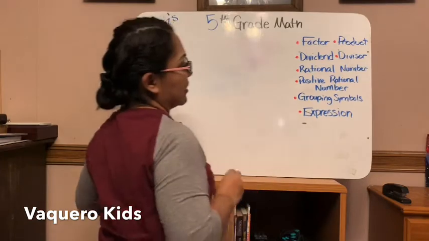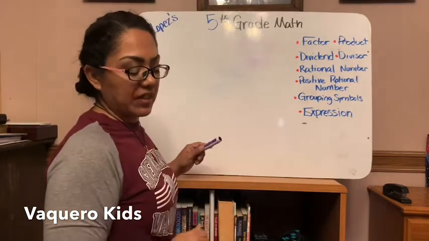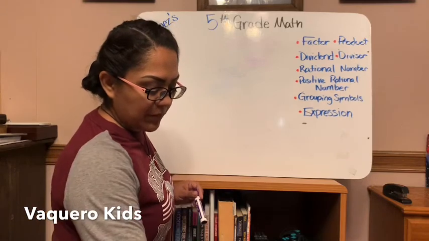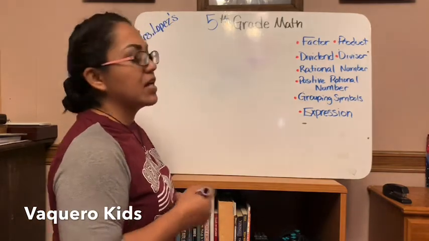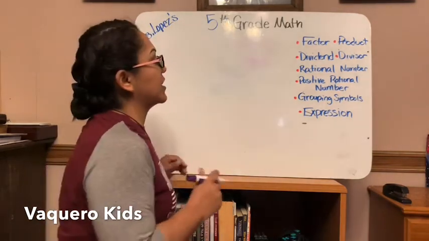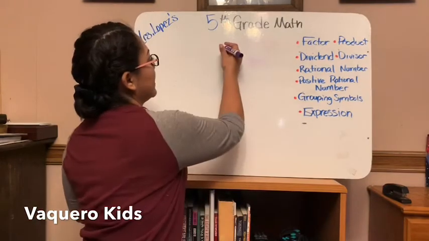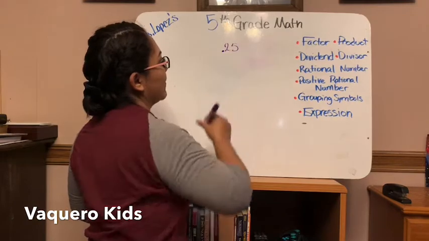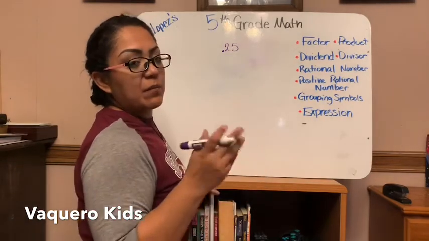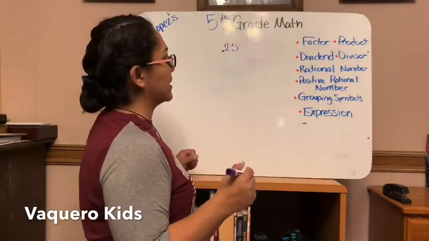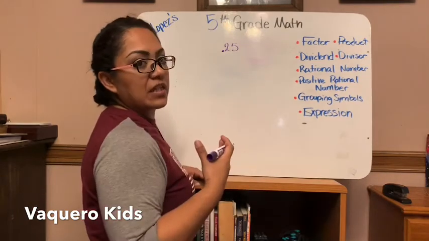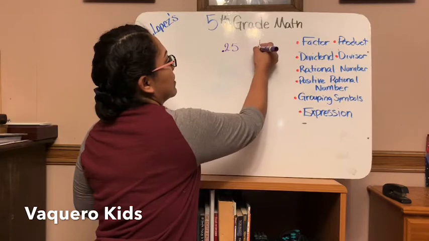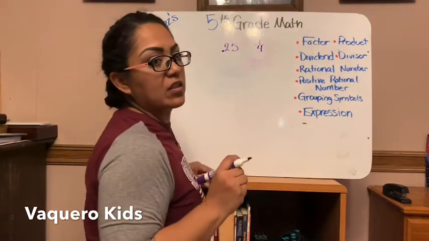A rational number. This is something we haven't talked about yet. It's kind of new. So, a rational number is a number that can be written as a fraction. So for example, I can say 0.25. Can 0.25 be written as a fraction? Of course it can. For example, this could be a quarter, and a quarter can be written as the fraction 1/4.